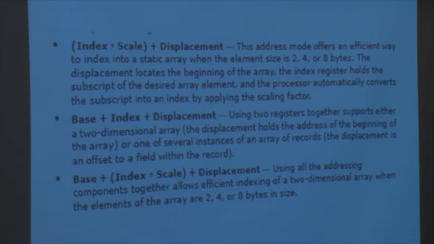And if you want to know what base plus index plus displacement is good for, using two registers together supports either a two-dimensional array, where the displacement holds the address of the beginning of the array, or one of several instances of an array of records. The displacement is an offset to a field within the record. This is very similar, except it's a two-dimensional version of that.